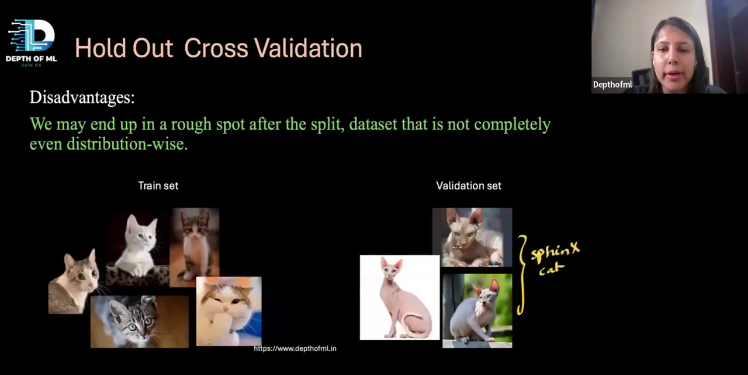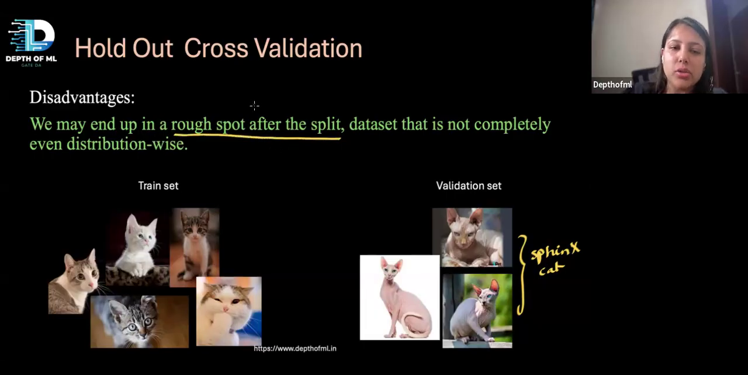It will be kind of biased, biased in the sense that it is not from that bias-variance term. Bias here means that your data distribution is uneven. Fine. So here you have all the furry cats, and here you have all the cats which do not have any fur. So this will not do well. You can reach one rough spot like this before doing the cross validation.